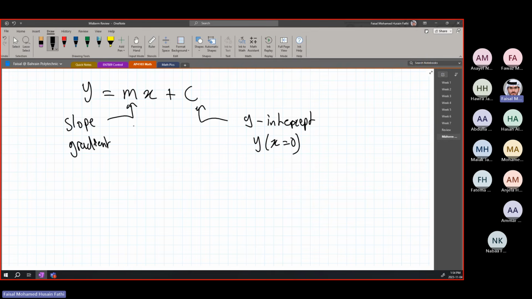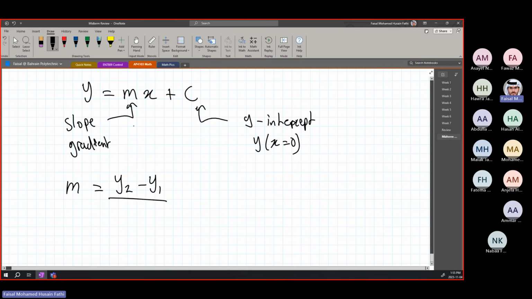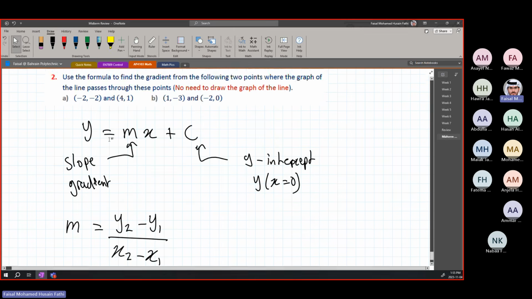M, c, we know how to find them. We just put x equals 0 or take it from the graph, and then we will look at an example. For m, the equation is y2 minus y1 over x2 minus x1. You need 2 points, obviously. So this is the y values and the x values of the first point and the second point. This is the formula for finding the gradient of the line.